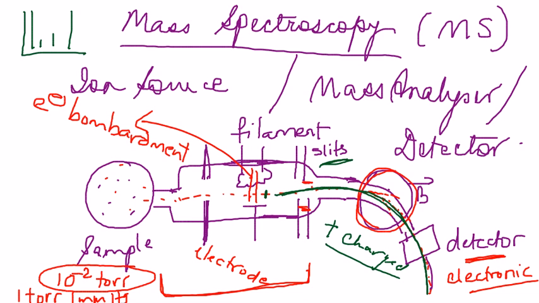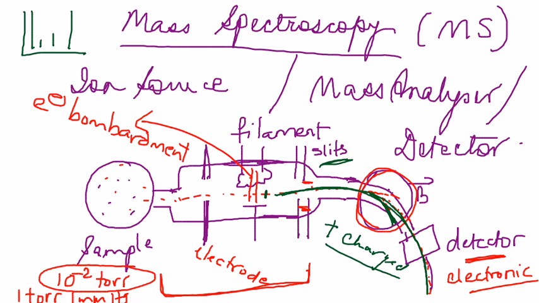So the magnetic field deflects the ion beam in an arc whose radius is inversely proportional to the mass of each ion. So lighter ions are deflected more, heavier ions are going to be deflected less. So one can say that the ones getting closer to this side are going to be your lighter ions.